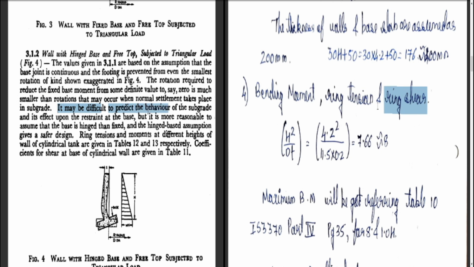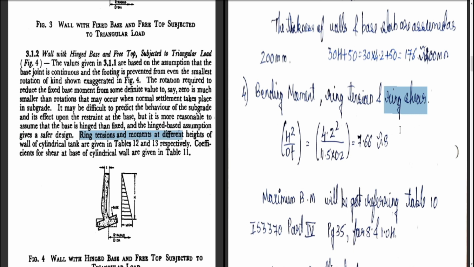It may be difficult to predict the behavior of subgrade and its effect upon the restraint at the base, but it is more reasonable to assume that the base is hinged than fixed, and the hinged base assumption gives a safer design. So this is how the design concept is given. And here also we have to find out the movements, bending moments, ring tension and the shear.